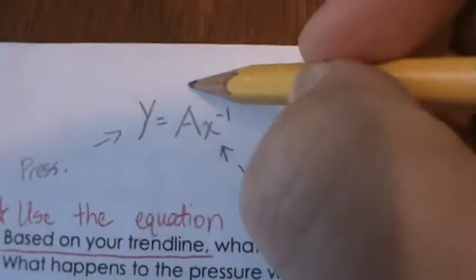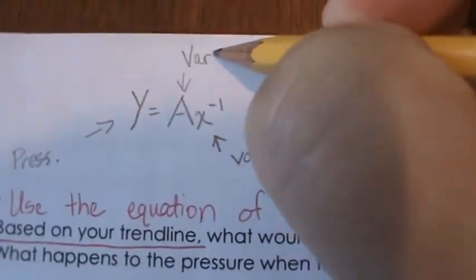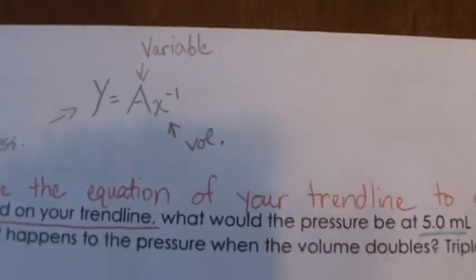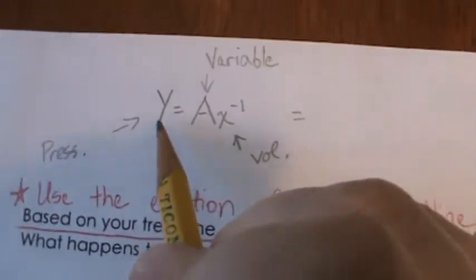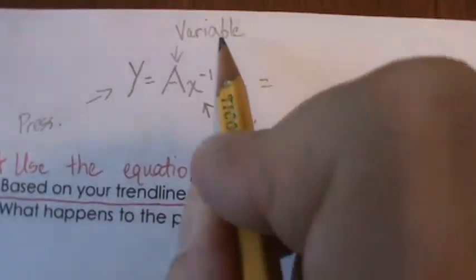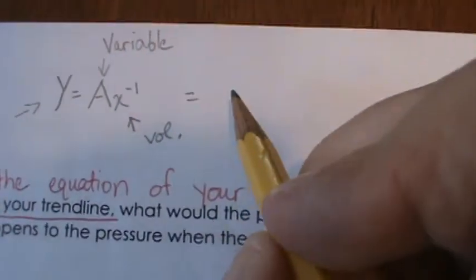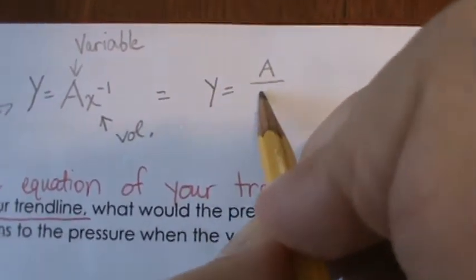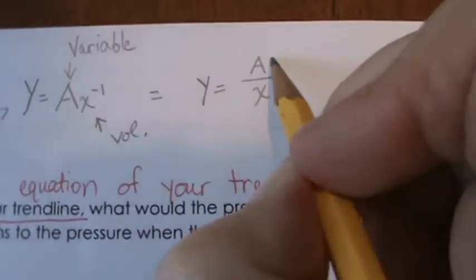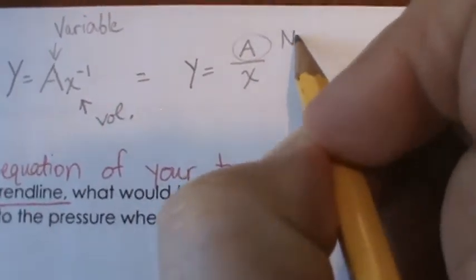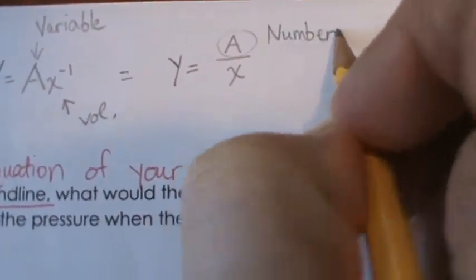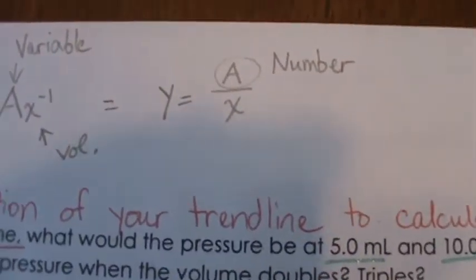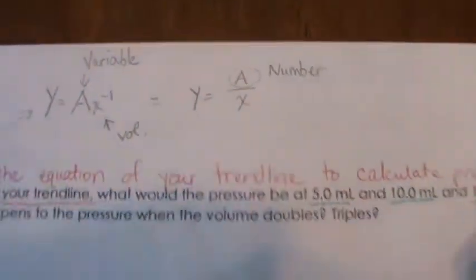Okay, and a is a variable. You're going to get a number that's attached to that. Okay, another way of writing this, y is equal to a x to the negative 1, that variable will come from your trend line, would be y is equal to a over x. And again, a is a number of some kind. It's not really slope, but you could think of it as slope. It's a constant. Okay, good.